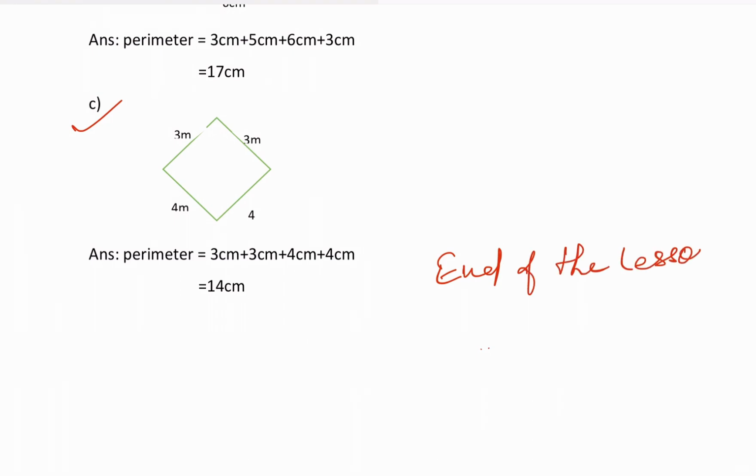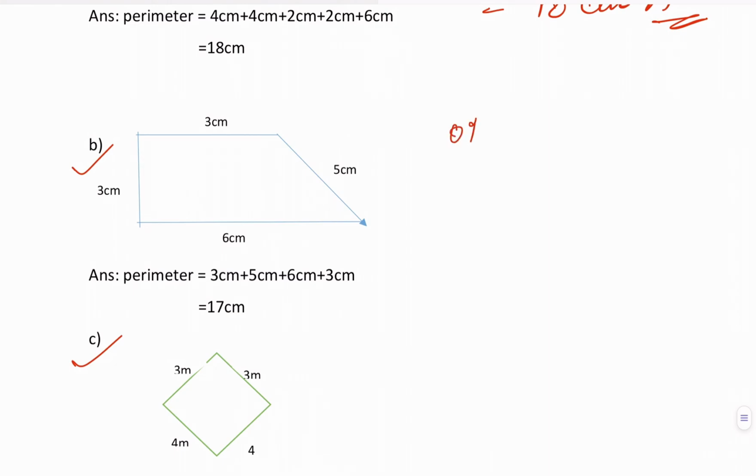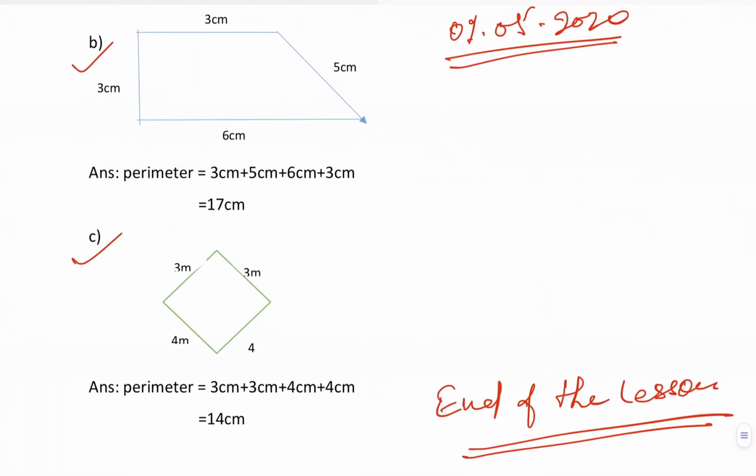And I have given, on 1st May 2020, some problems to solve in your homework. Then write that question in your homework. Thank you.